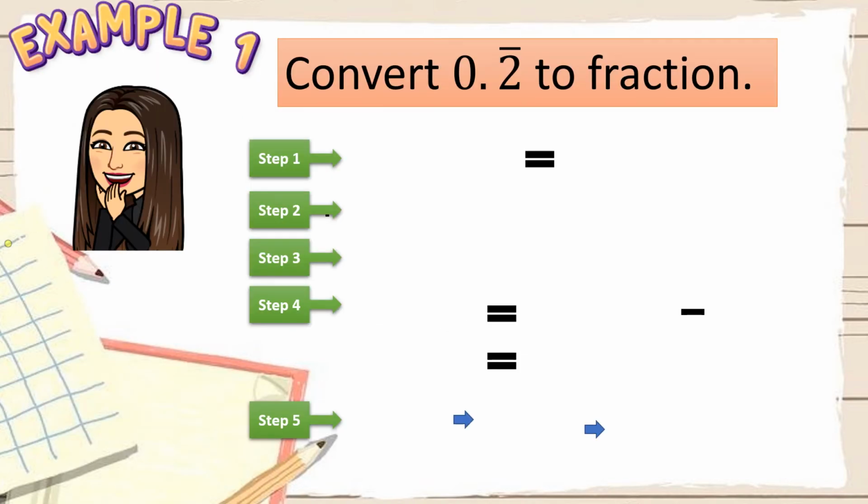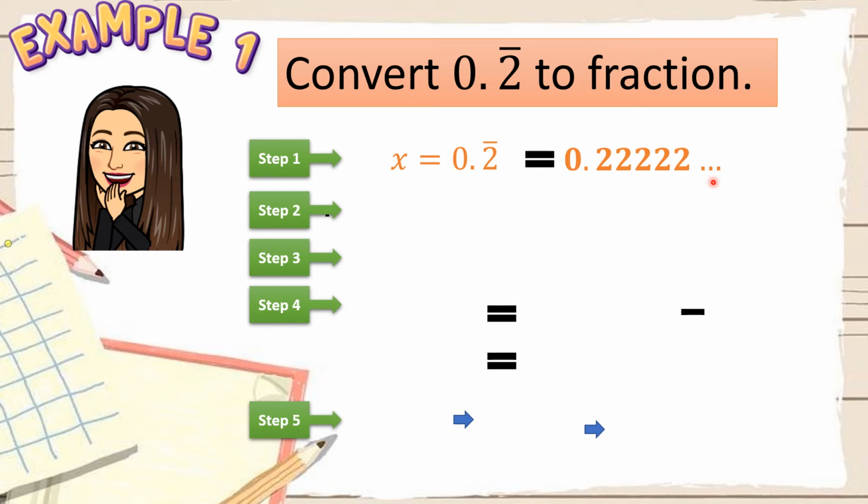So let's have the following example, number 1. Let us convert 0.2, or 2 tenths, with a repeating decimal. As you can see, there is a bar on top of our decimal, which is 2. That means our repeating number is 2. We have to convert this into a fraction. Again, step number 1, we let x be our repeating decimal. So the 0.2 with a bar is equal to 0.222 and so on. Okay?